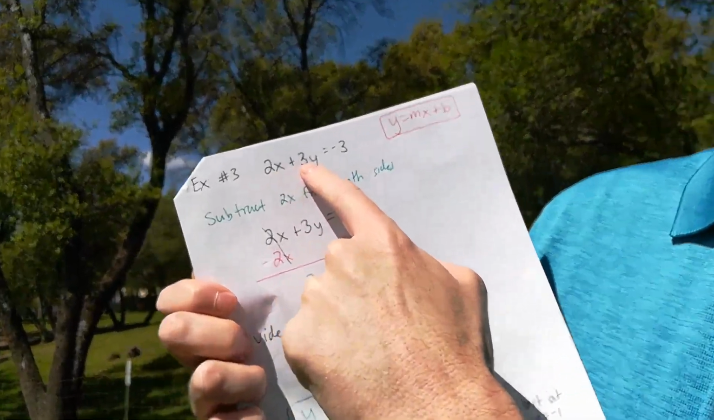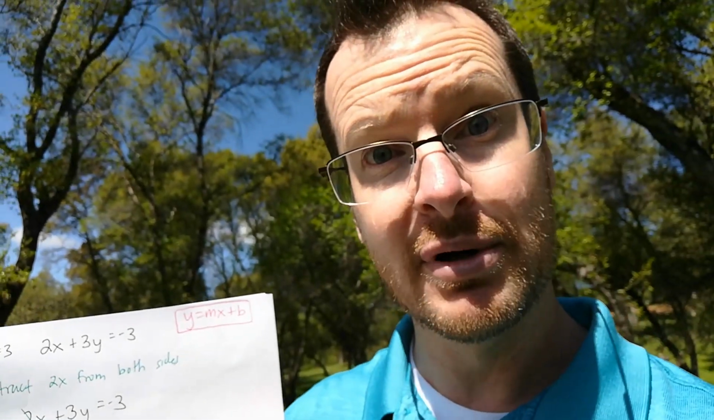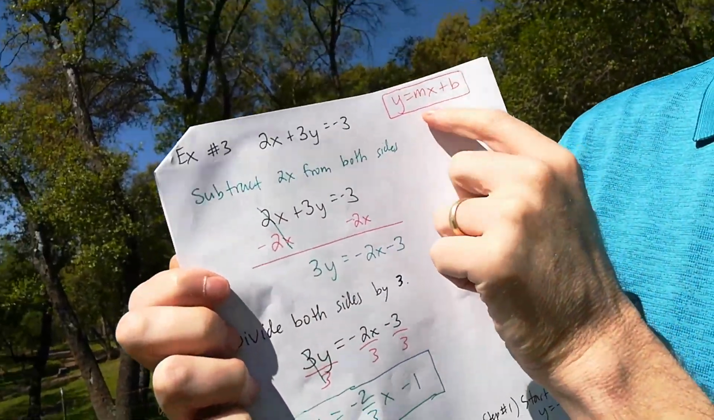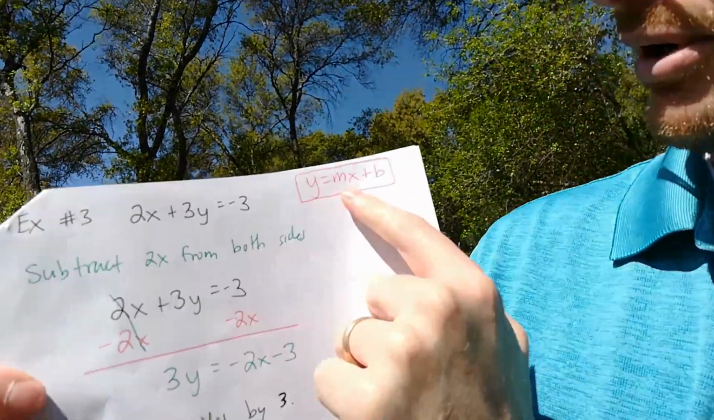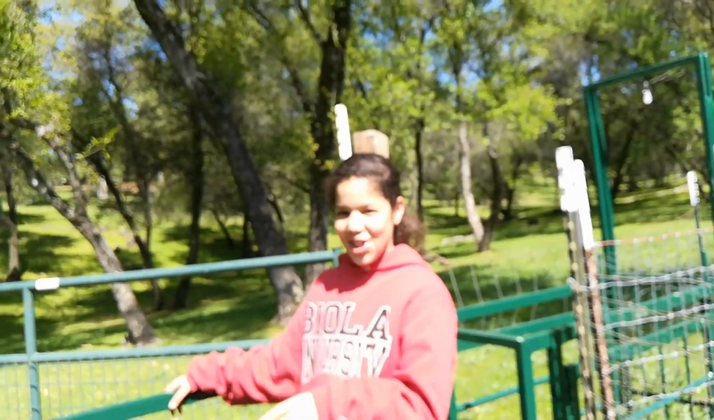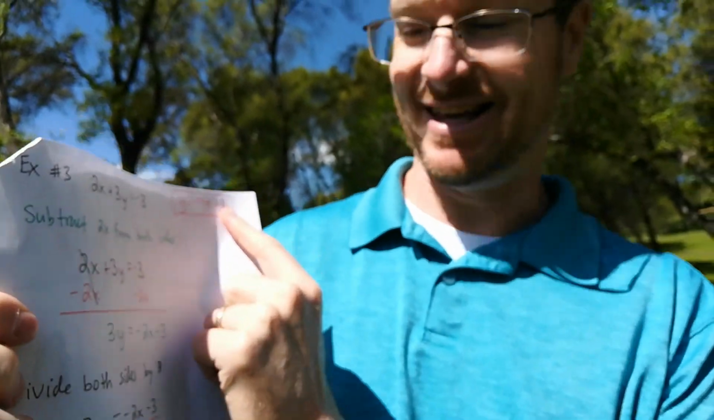All right, so example number 3. This thing, 2x plus 3y is equal to -3, and it says we have to put this into slope-intercept form. And you know what? I'll graph it too because it's fun. So again, look, right up here I have a little cheater thing: y equals mx plus b. What's the m? That's the slope. And the y-intercept, what's that? The b. Yep. Okay, good.